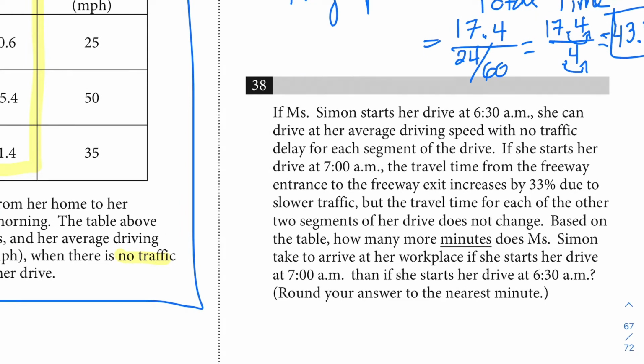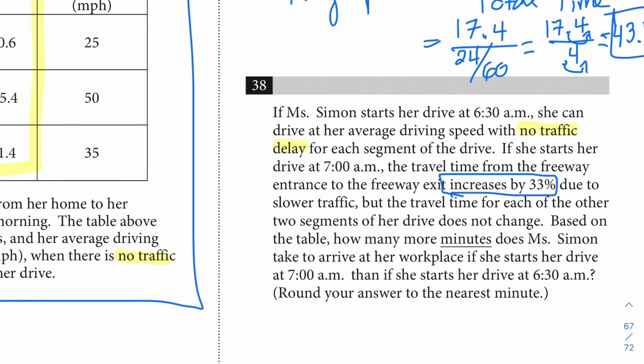If Miss Simon starts her drive at 6:30 a.m., she can drive at her average driving speed with no traffic delay. If she starts her drive at 7 a.m., the travel time from the freeway entrance to the freeway exit increases by 33%.